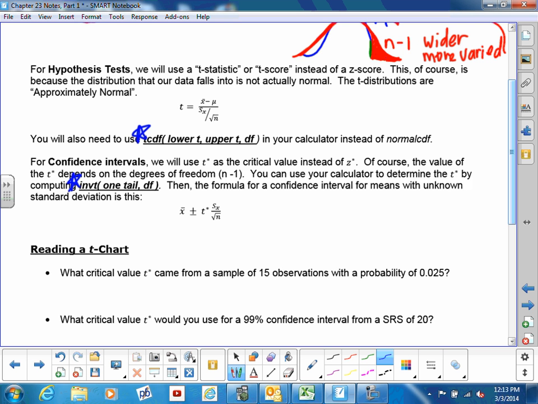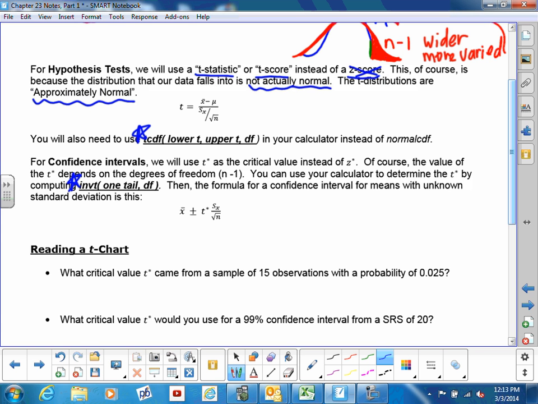For hypothesis tests, when we do our test, we are going to have a T-statistic or a T-score, no longer Z-scores, because this isn't completely normal. This is because the distribution that our data falls into is not actually normal. So when we do our conditions, which we're going to talk about tomorrow, we will end with an approximately normal model applies. These are now approximately normal models, not the exact normal model.